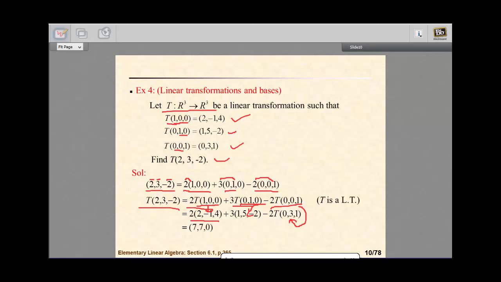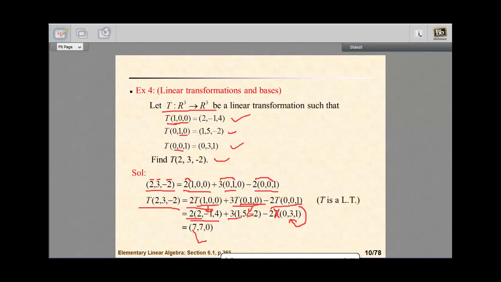Now adding all these things. When we add all these, the first component will be 2 times 2 is 4, and 3 times 1 is 3, and for (0, 0, 1) there is nothing, it is 0. So 2 times 2 is 4, 4 plus 3 will be equal to 7. We can write like this.